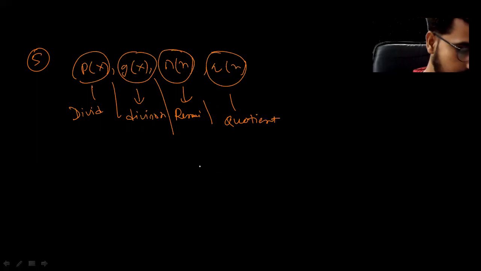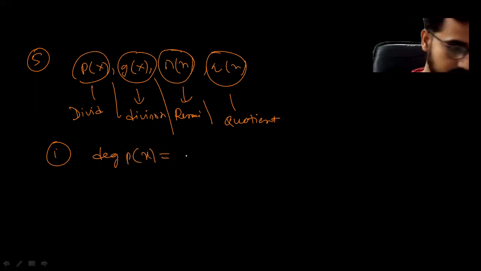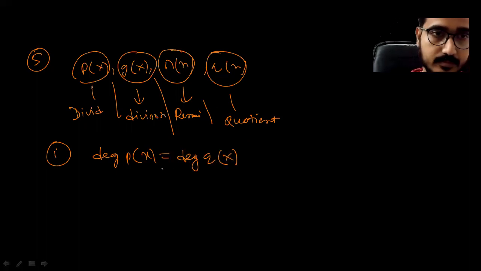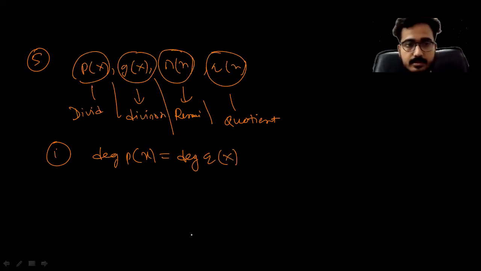Now see, you first have to give an example of polynomials such that the degree of p(x) equals the degree of q(x). That means the degree of the dividend and the degree of the quotient must be equal. So you have to give some example. The degree must be equal.